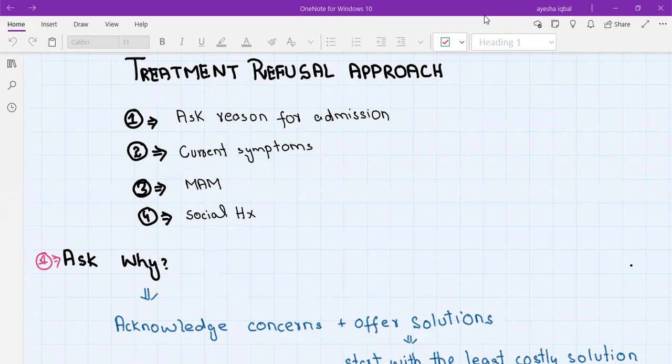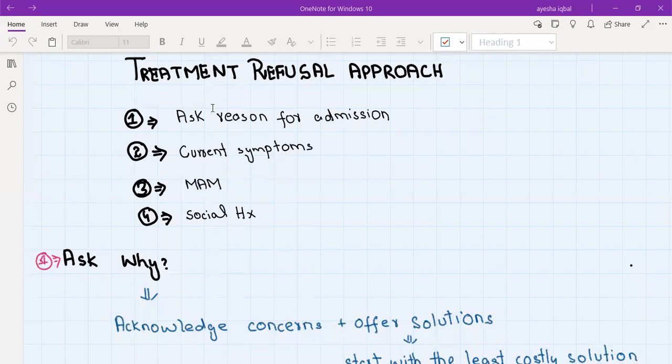When you start the station, you should start with the phrase: I have heard that you have some concerns, or I have heard that you do not want to take this treatment, or you do not want to be in the hospital, you want to go home. But can I just ask you a few questions just to make sure that we are on the same page, because I'm seeing you for the first time. Then you ask the reason for admission. What symptoms did you have when you were brought to the hospital? How are you doing now?